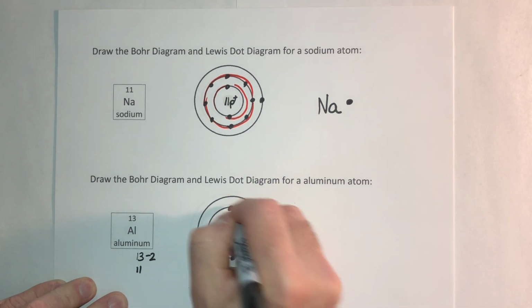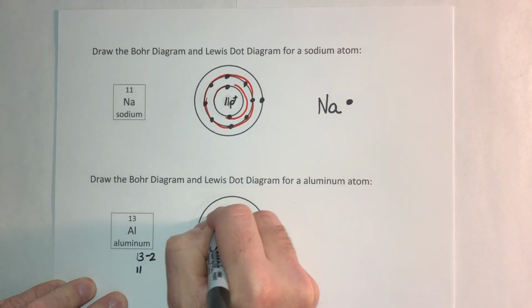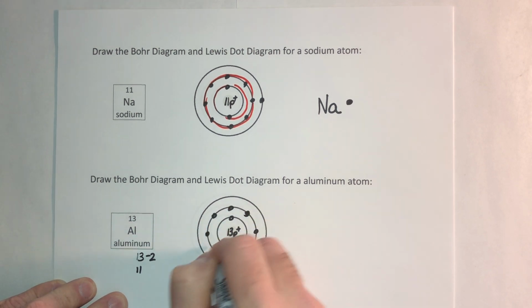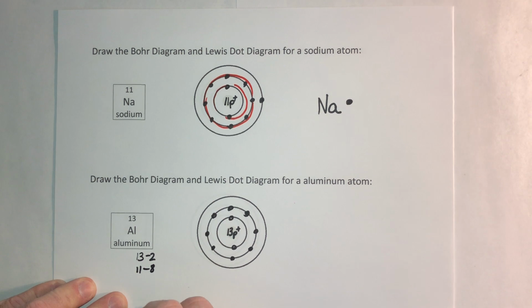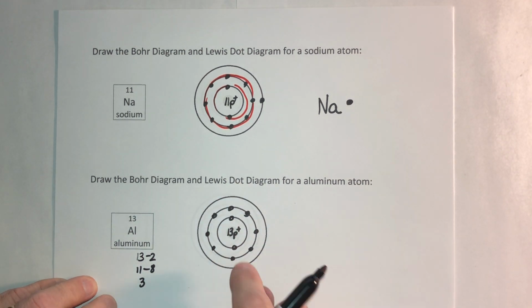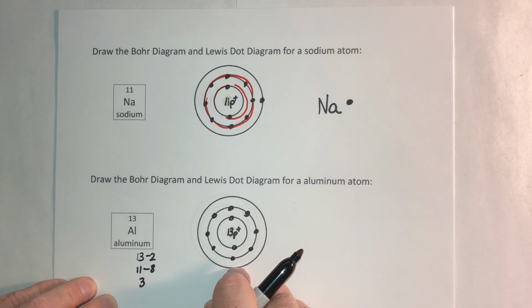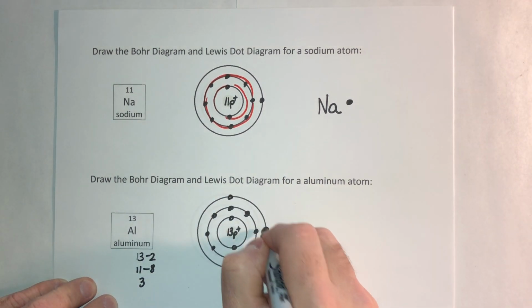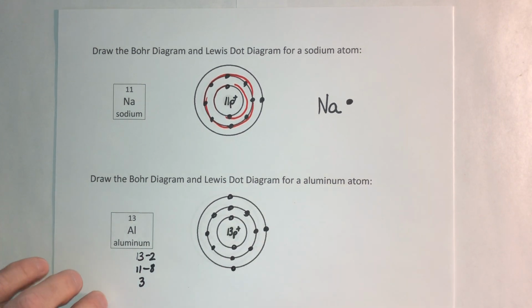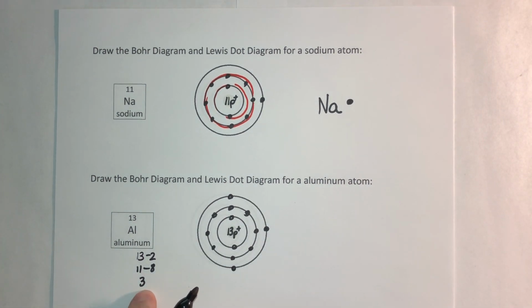So 1, 2, 3, 4, 5, 6, 7, 8. Okay, so I just used up 8 more. That leaves me with 3. This third orbital can hold 8, but I've only got 3. So 1, 2, 3. Right? I could put in up to 8, but I've only got 3 left over. So this is a Bohr diagram for aluminum.